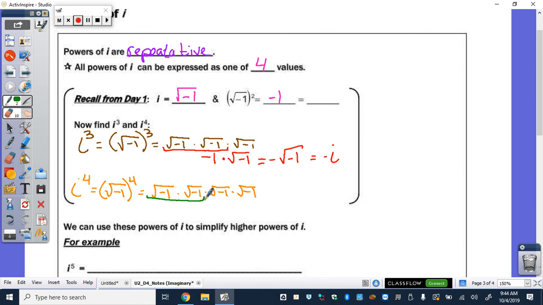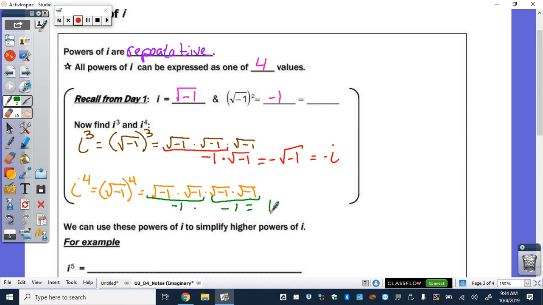As I multiply left to right, those first two, when I multiply them, they turn into what? Negative 1. These last two, when I multiply them, turn into negative 1. So negative 1 times negative 1 is positive 1. So i to the fourth simplifies down to be 1.